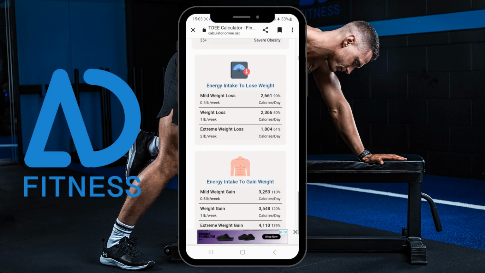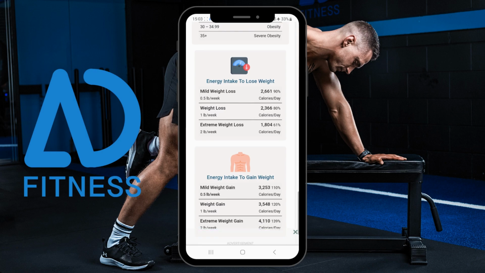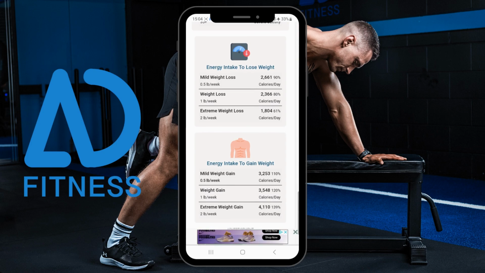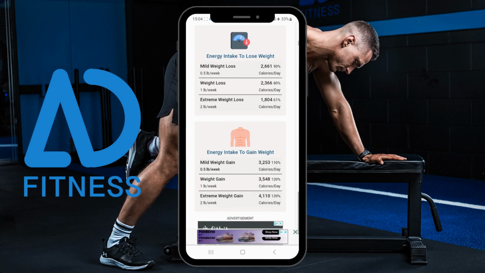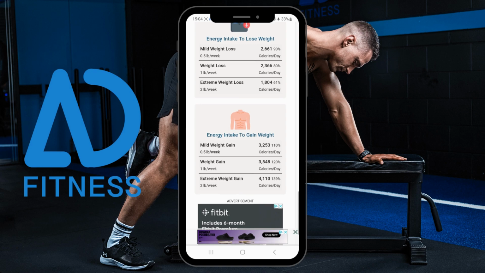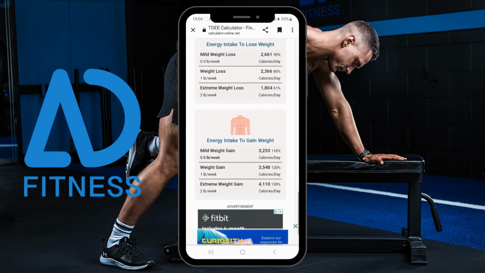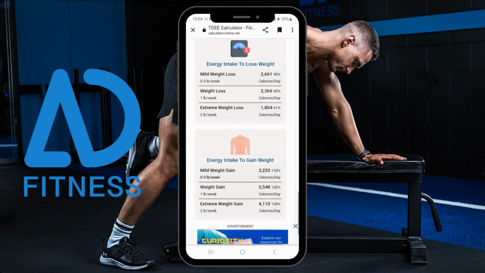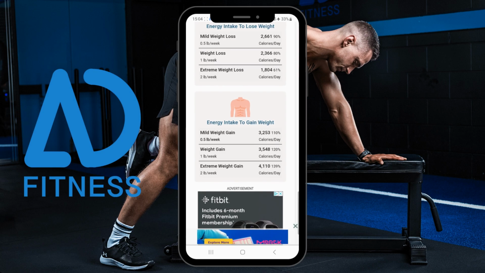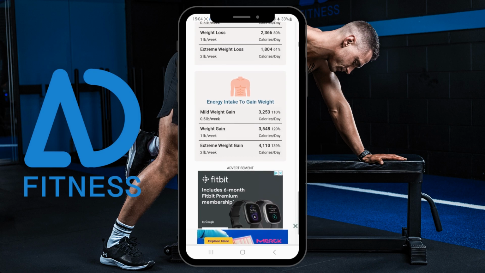Energy intake to lose weight. Here we're getting all the good stuff. If I want to go for mild weight loss, which is 0.5 pounds per week, then I'm going to go 2,600 calories. If I want a normal rate of weight loss, which is a pound a week, then I might go for 2,300 calories. If I want to lose 2 pounds a week, then I'll go for 1,800 calories. Now, don't just jump straight to extreme weight loss because it's very hard to maintain and it's hard to get out of plateaus. Something like your typical weight loss or mild weight loss is going to be perfect for you if your goal is weight loss.